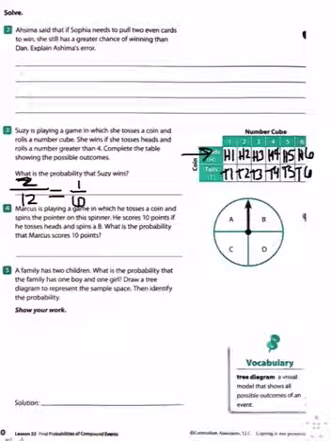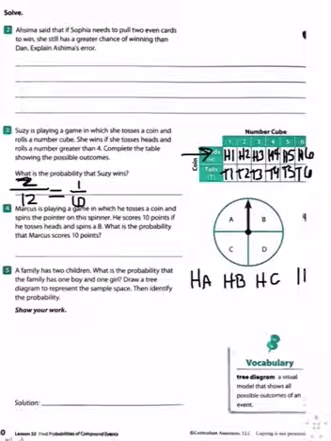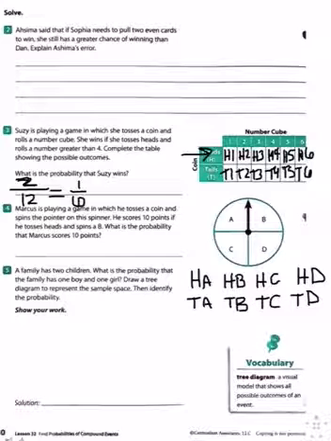So we can set up a similar chart. We can do heads with letter A, heads letter B, heads C, and heads D. And same thing with tails. Tails A, tails B, tails C, and tails D. So for him to win, he needs to toss heads and spin a B, so that's 1 out of 8 possible spins.